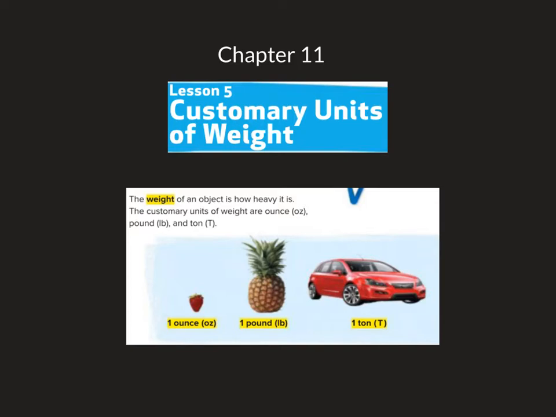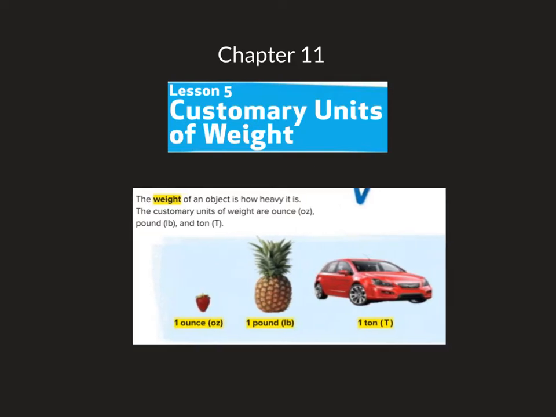Weight of an object is how heavy it is. The customary units of weight are ounce, abbreviated OZ, pound, LB, and ton, T. An ounce is about the weight of a strawberry, a smaller strawberry, not like one of those humongous strawberries we've been getting from the grocery store lately. A pound is about how much a pineapple weighs. And then a ton is about how much a small car weighs, which is 2,000 pounds.